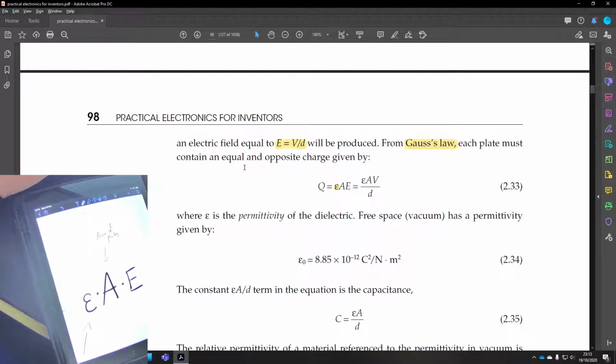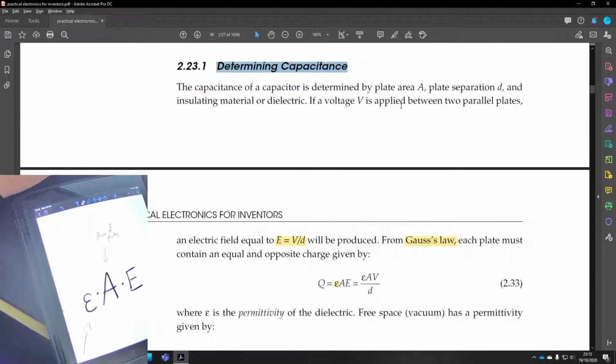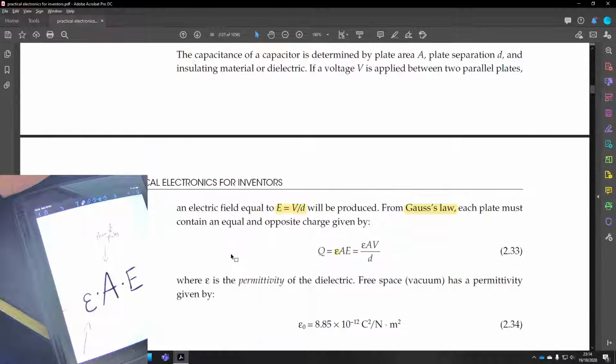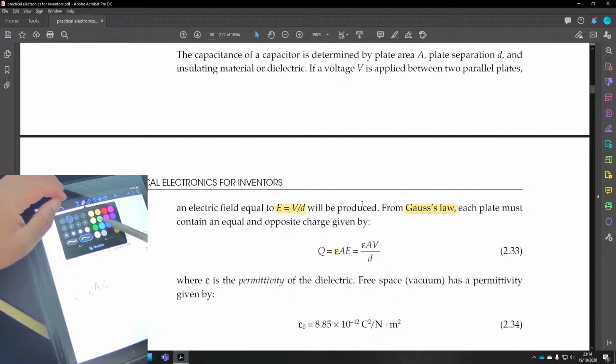All right, so we've got area of plates, and then E is the electric field, right? If a voltage is applied between the two parallel plates, an electric field is produced. Okay, so E is the electric field. What I'll do is I'll test myself. I'll make questions and test myself on what these are. The area of plates, and E is the electric field produced by the voltage. Okay, cool.